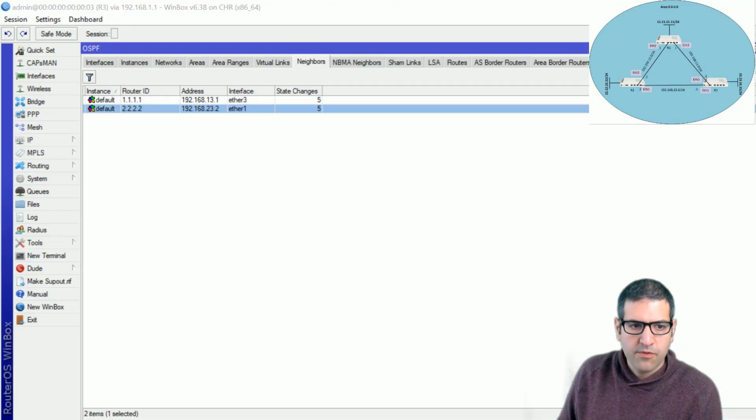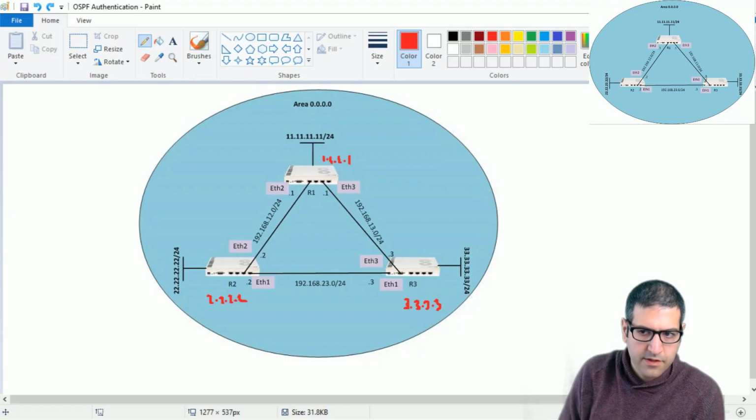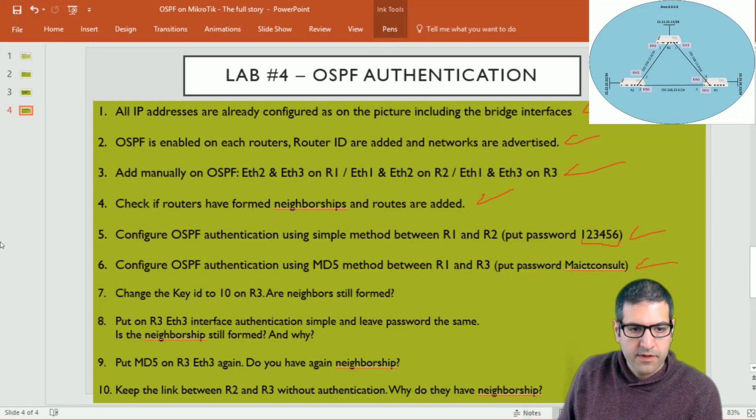So you can see now, if we go to this picture, we have made authentication here, MD5, we just made it now. And here it's simple. So that's no problem. We can do that, okay? Between two connected routers, each one can have an authentication different from the other. Let's see what we have to do in the upcoming point.